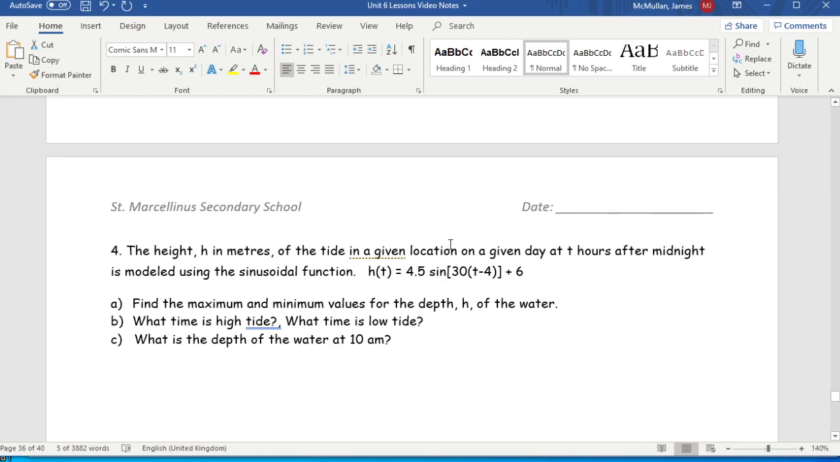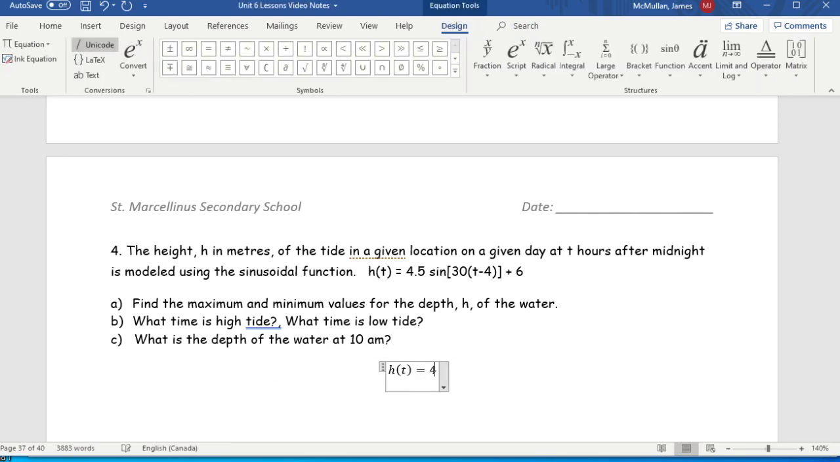The height of a tide at a certain time of day, t hours after midnight, is modeled using this function. Find the maximum and minimum. When is high tide? When is low tide? What is the depth of the water at 10 a.m.? Okay, well, let's just go through this one. This won't be too hard. So let's write it down. h of t equals 4.5 sin 30 (t minus 4) plus 6.